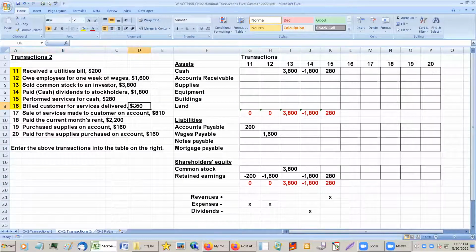Build customers for services delivered. Now notice it says build. So this is, we haven't been paid yet.